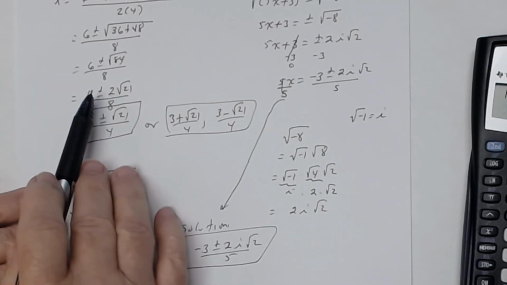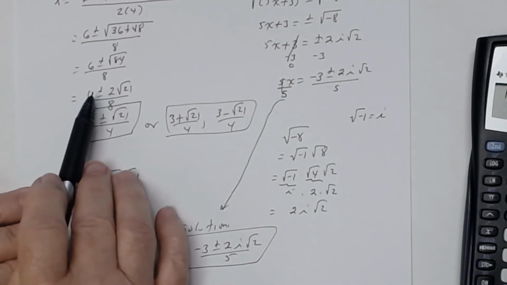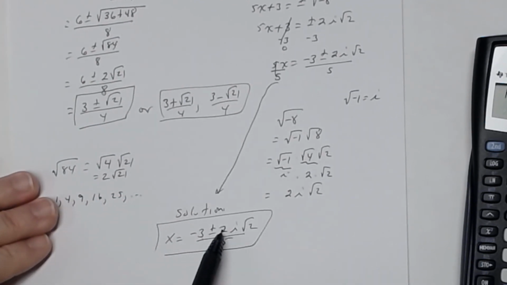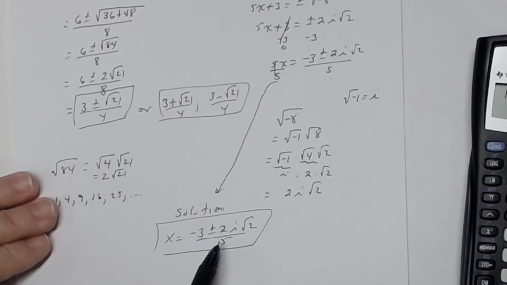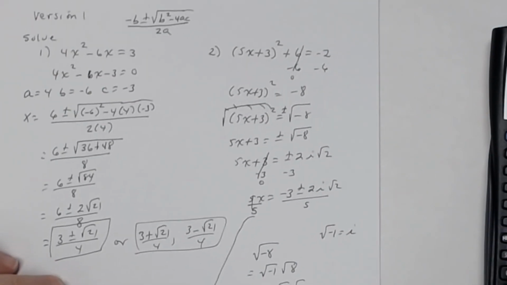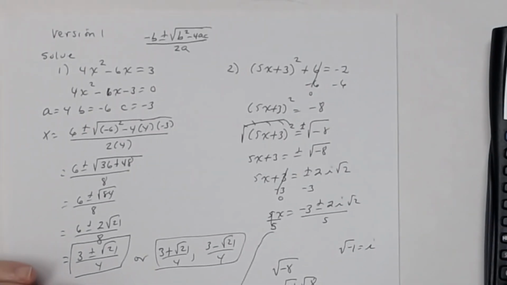And remember right here where we had 6, 2, and 8 and they were all divisible by 2, we could simplify. We can't do that here. Negative 3, 2, and 5, the greatest common factor there is 1. And so that's it. So that is the key to version number 1.